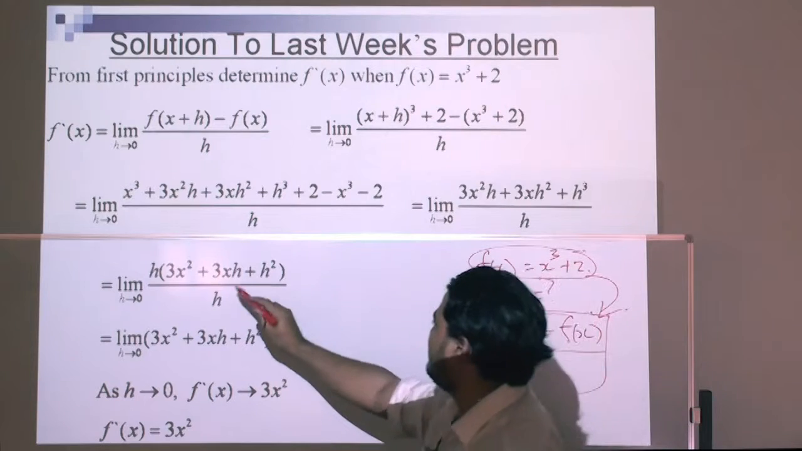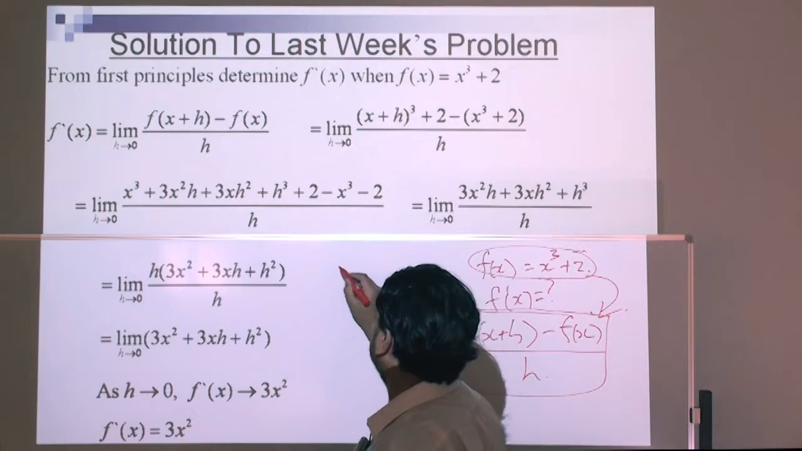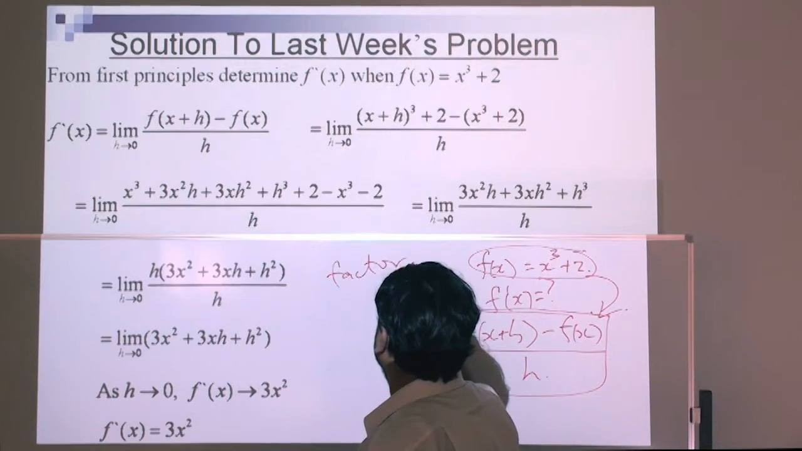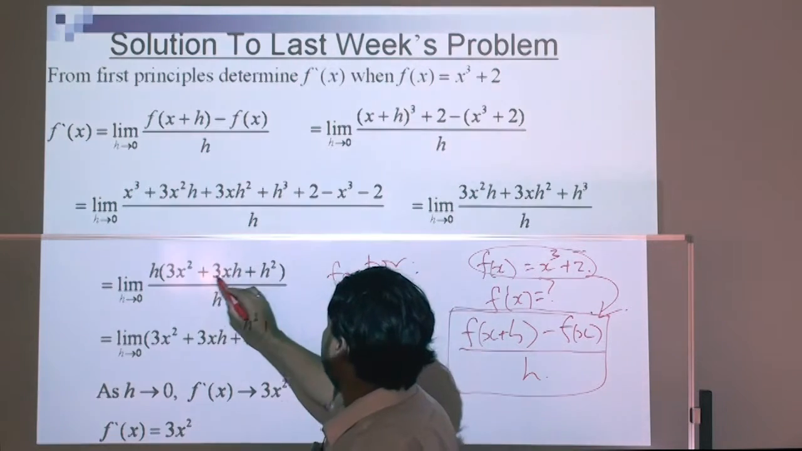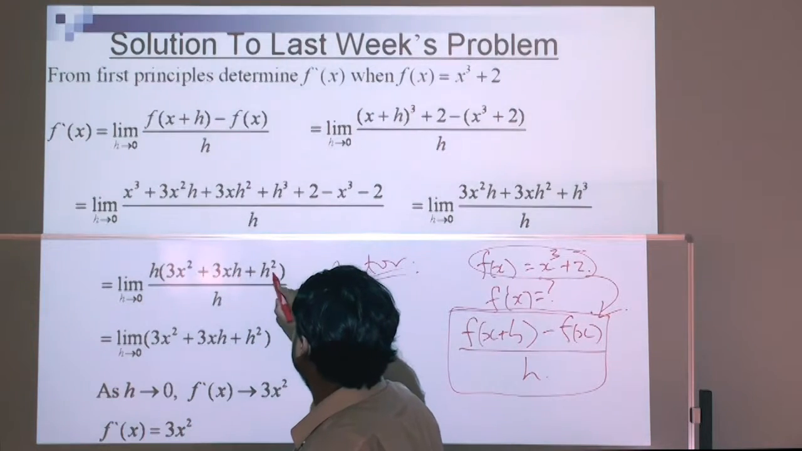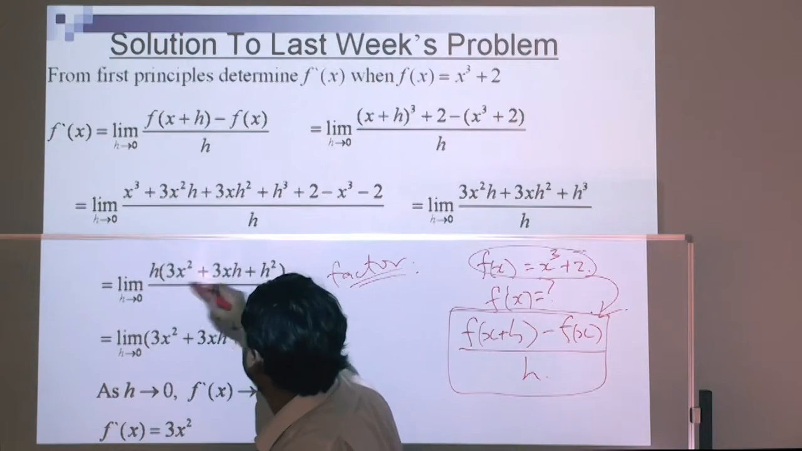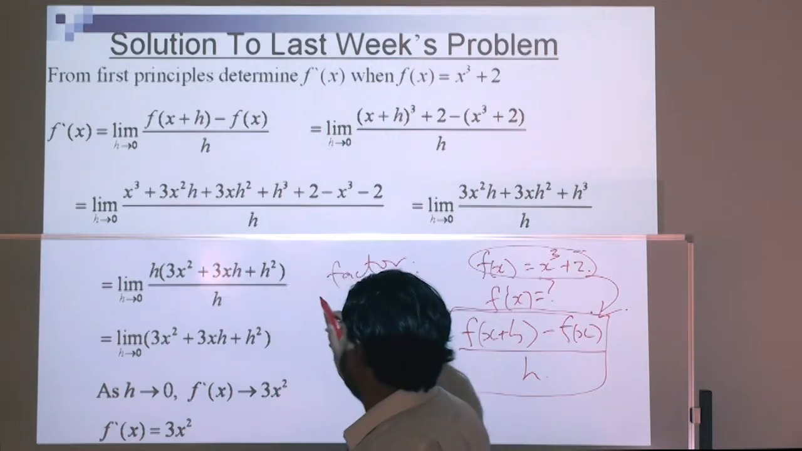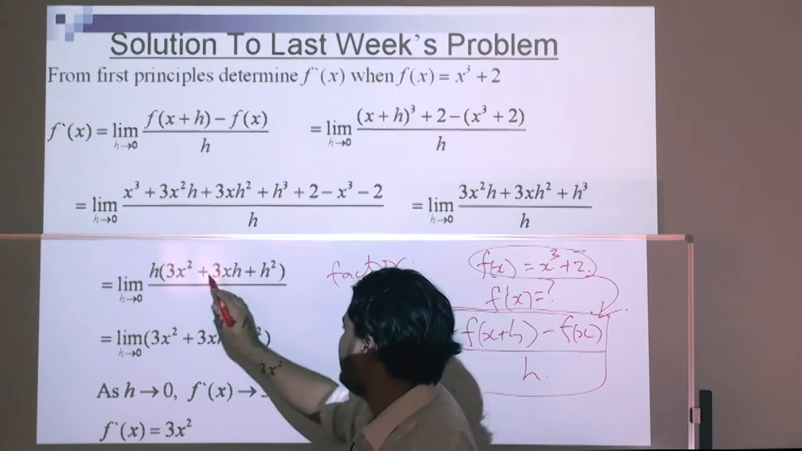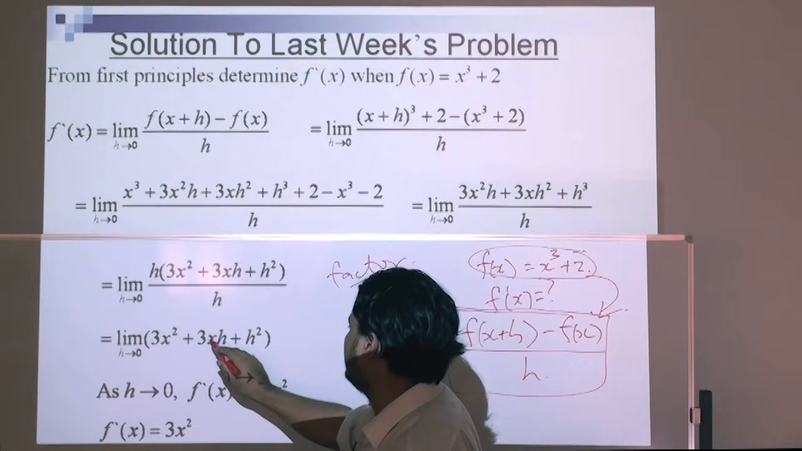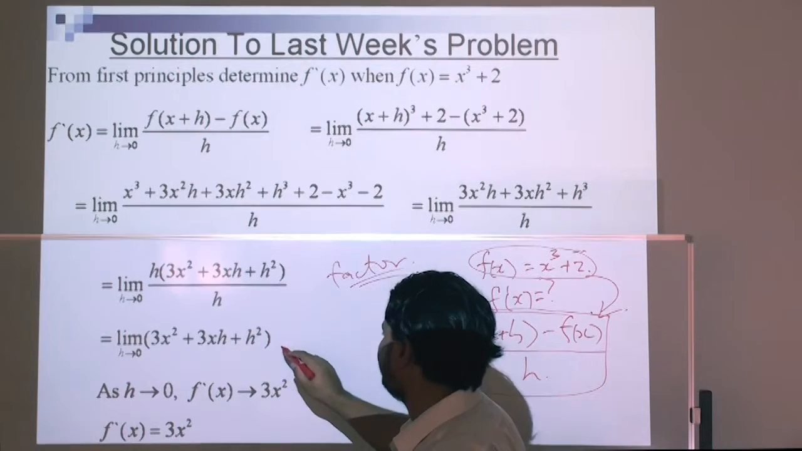Now from there to here, what we've done is we've factorized. Remember that word? We factorized the common factor, which was h. We took h from here, h from here, h from here, and put it outside of the brackets. And now that h can cancel out with the h below, and you get 3x squared plus 3xh plus h squared.